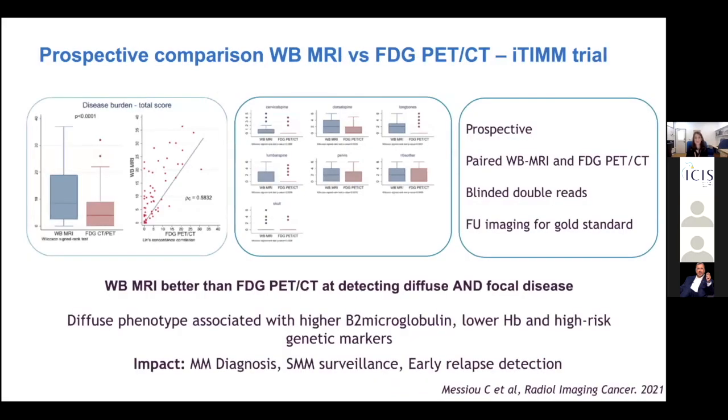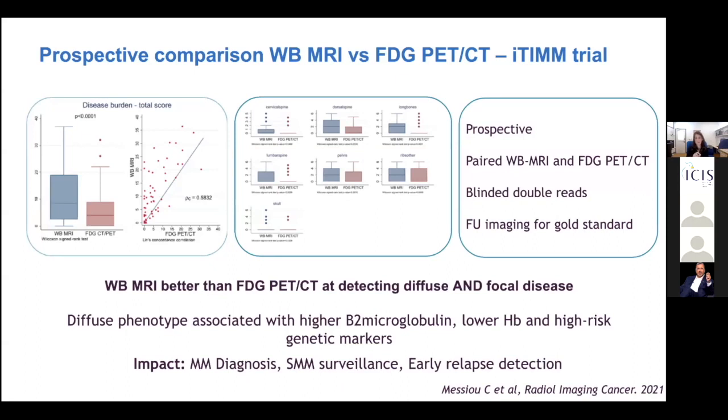So what about FDG PET-CT? Well, we, among several other centres, have shown superiority of whole body MRI over FDG PET-CT for detecting both focal and diffuse disease. And the particular study I'm showing you here was prospective with blinded double reads, but we also had follow-up imaging as the gold standard. So we excluded false positives.